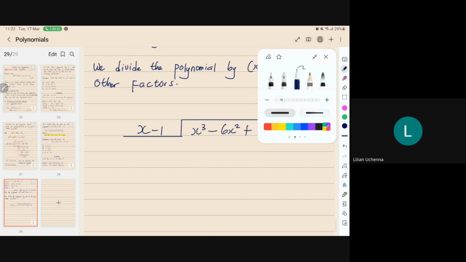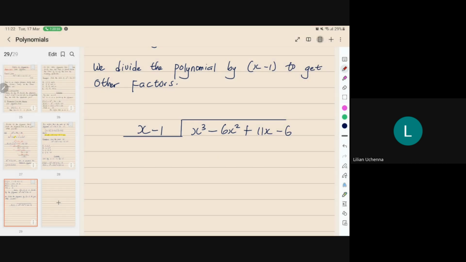So dividing through, we have x cubed divided by x, that will give us x squared. So x squared multiplied will give us x cubed minus x squared. So we subtract. When we subtract, we should have minus 6 plus 11x. Then here minus times minus is plus. So minus 6 plus x squared will give us minus 5x squared.